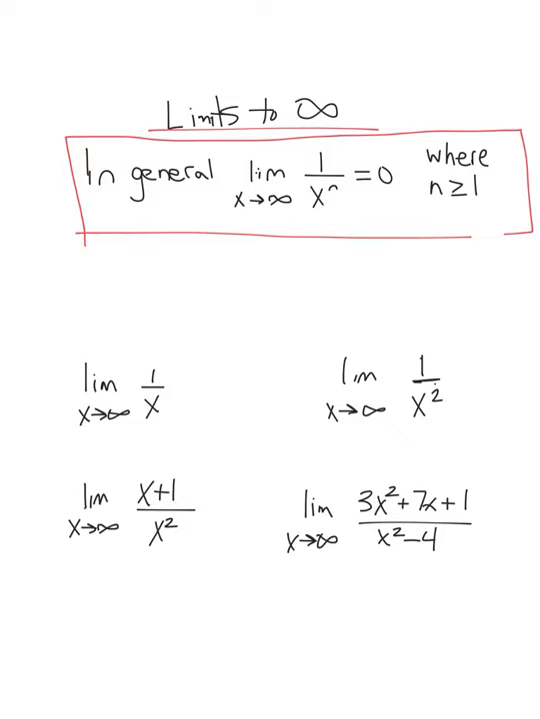I wanted to go through a few examples of limits to infinity. So there's one quick thing that I just want you to remember and understand. In general, the limit as x approaches infinity of 1 over x to the n is equal to 0, where n is greater than or equal to 1. So if we're dividing by x to the power of anything, as long as it's a positive number, the limit of that is going to equal 0.